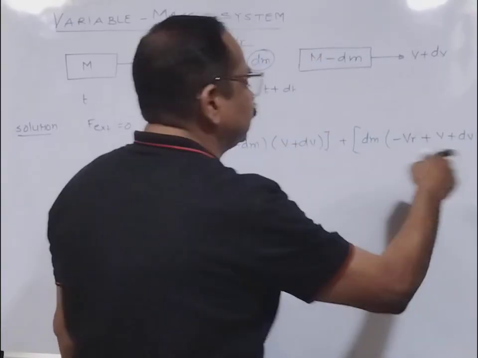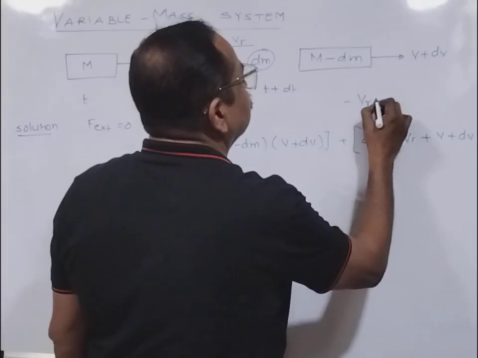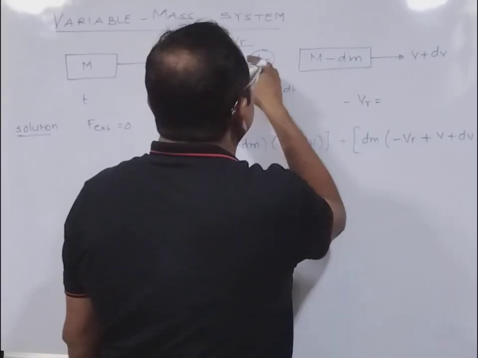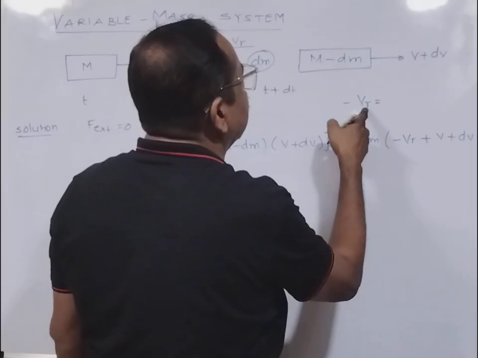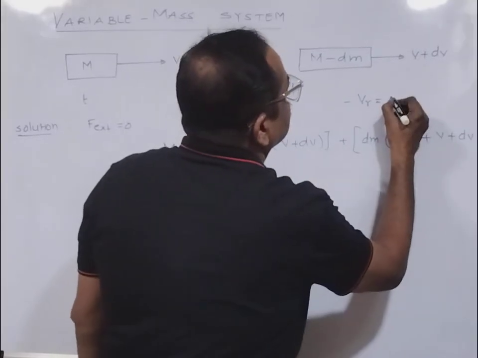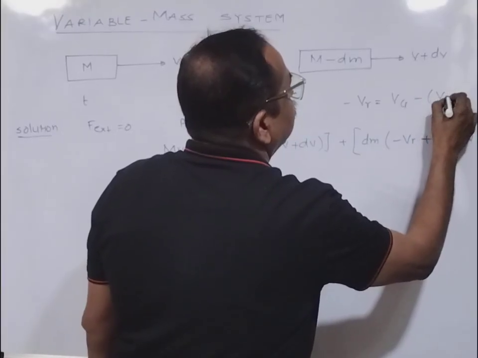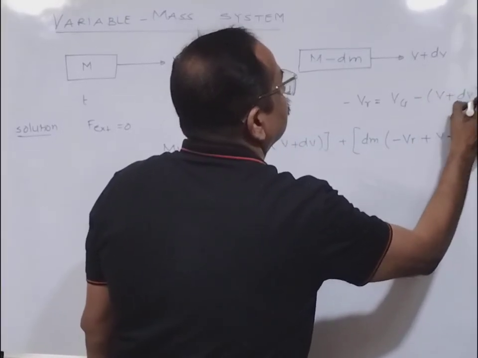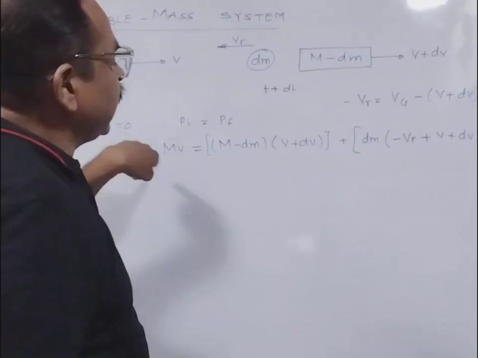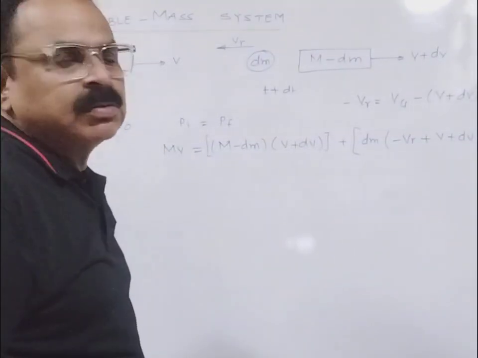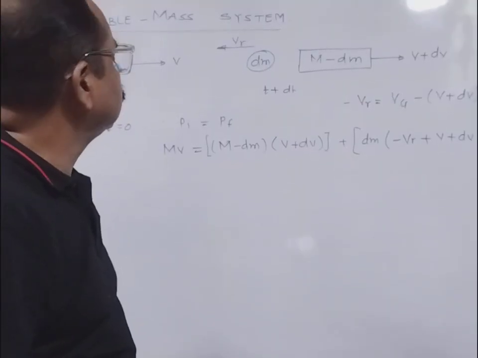Shall I explain all this? I think I would like to explain that. The velocity of dm with respect to the forward mass, which is minus Vr, is equal to the velocity of dm with respect to ground minus the velocity of m minus dm, with sign convention. So we are applying the law of conservation of linear momentum here with respect to ground.